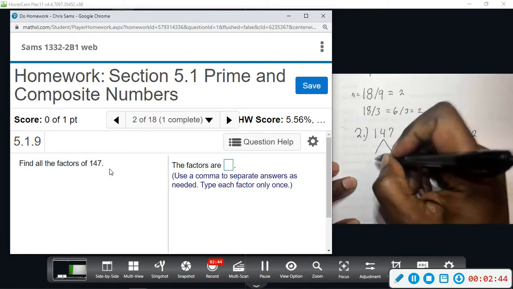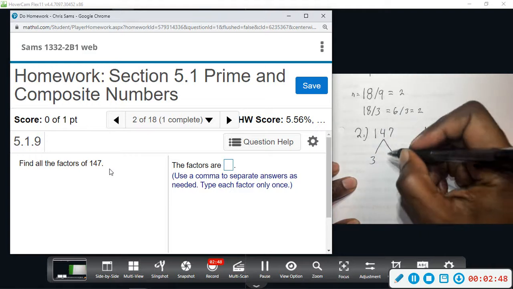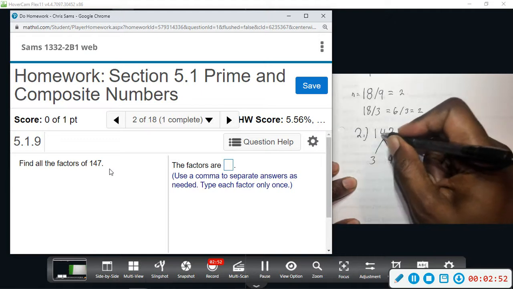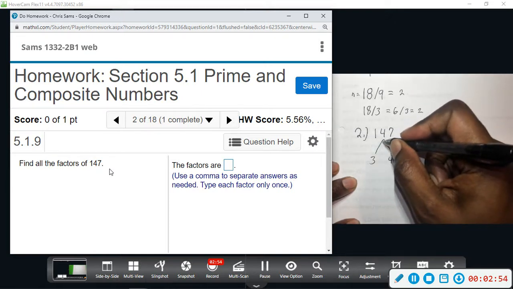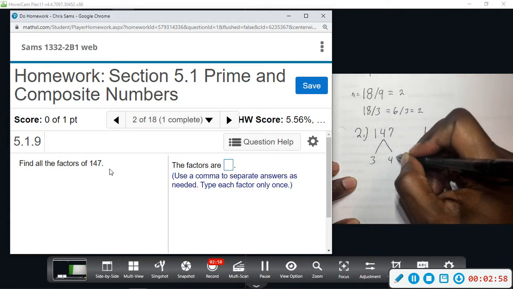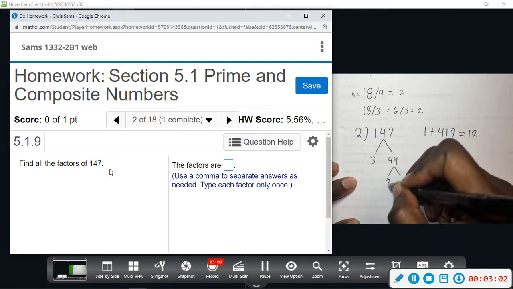So we're going to divide by 3. 3 will go into 14 4 times. 3 times 4 is 12. Subtract 12. You'll get 2, bring down the 7. So 27. 3 will go into 27 9 times. Okay. And 49 is 7 times 7.